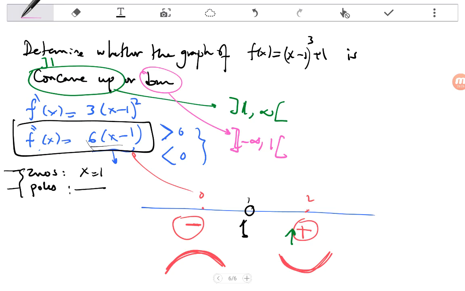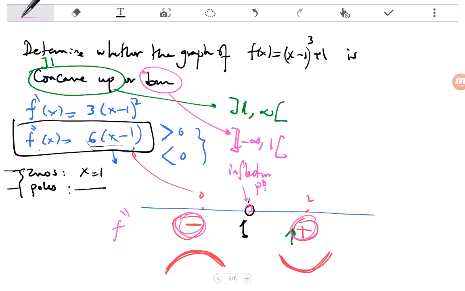Okay? Now, whenever we have a function where the second derivative changes its sign, or changes its direction from concave up to concave down, or the opposite, from concave down to concave up, we call this point an inflection point, if it is in the domain. So if this point is in the domain of the function, it will be called an inflection point.